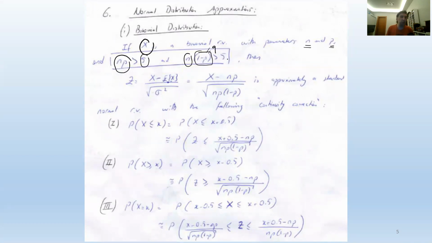If both of these quantities, if both of these measures are above 5, and this is usually going to be the case if n is a large number, the number of trials is large, then we can use this approximation.